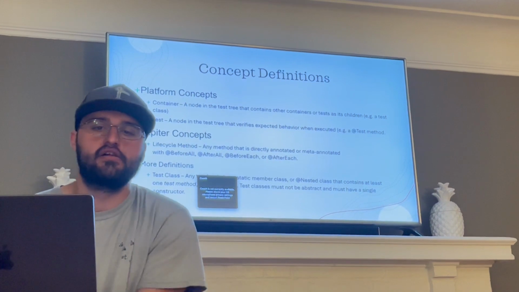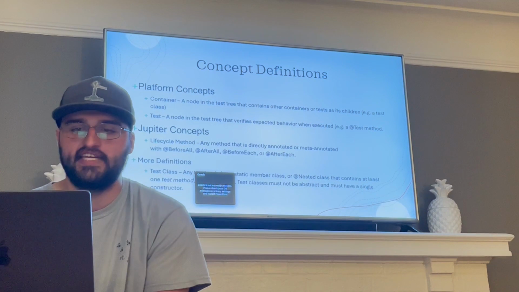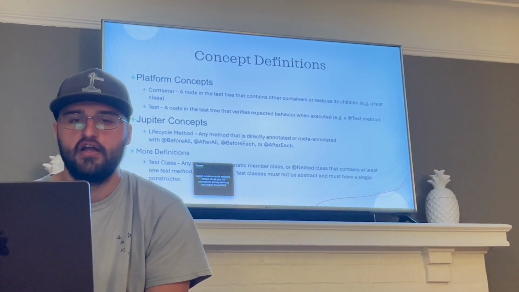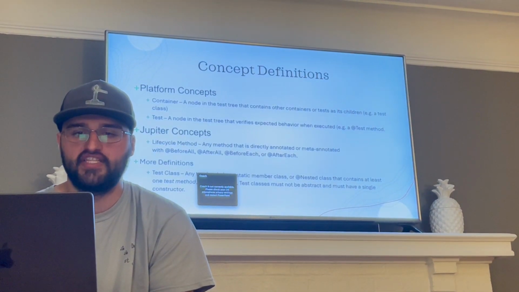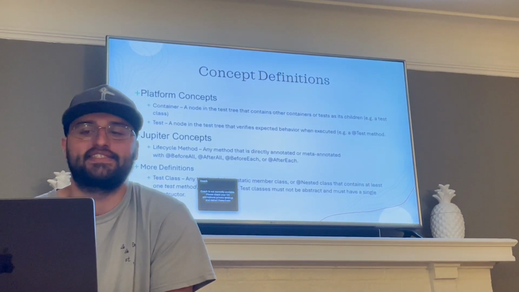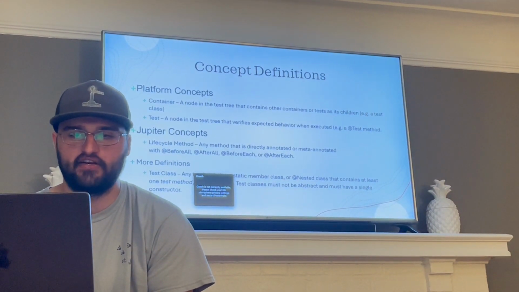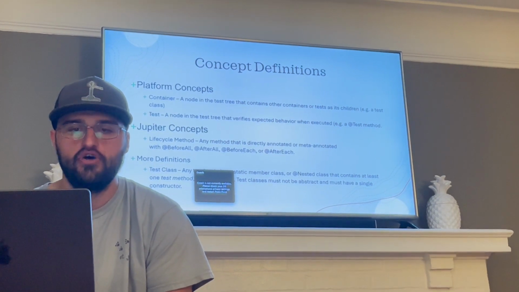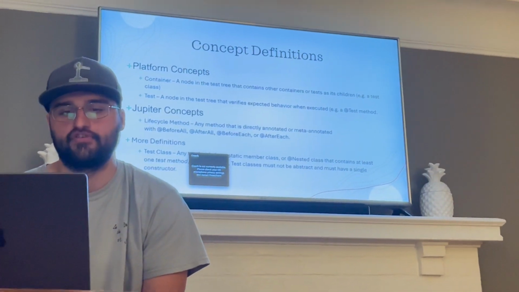Concept definitions. Platform concepts, like a container, which is a node in the test tree that contains other containers or tests as its children, for example, a test class. And test, a node in the test tree that verifies expected behavior when executed. Example, @Test method. Jupiter concepts. There's a lifecycle method, any method that is directly annotated or meta-annotated with @BeforeAll, @AfterAll, @BeforeEach, or @AfterEach.